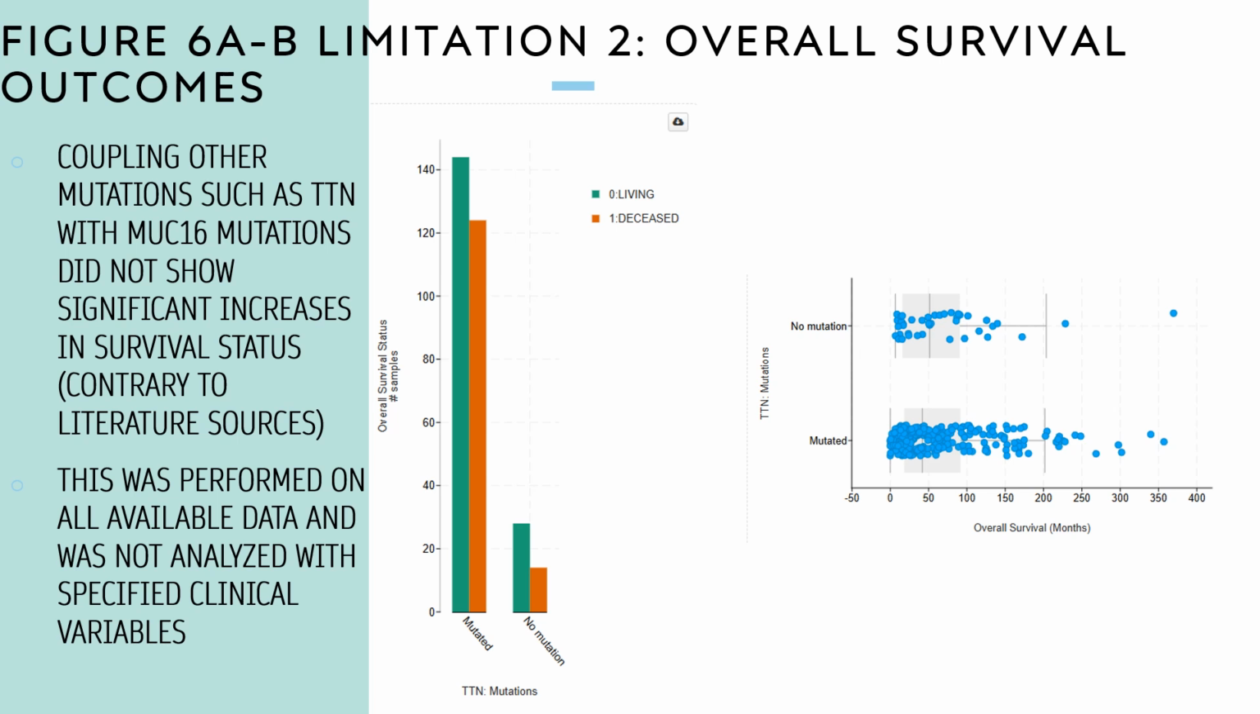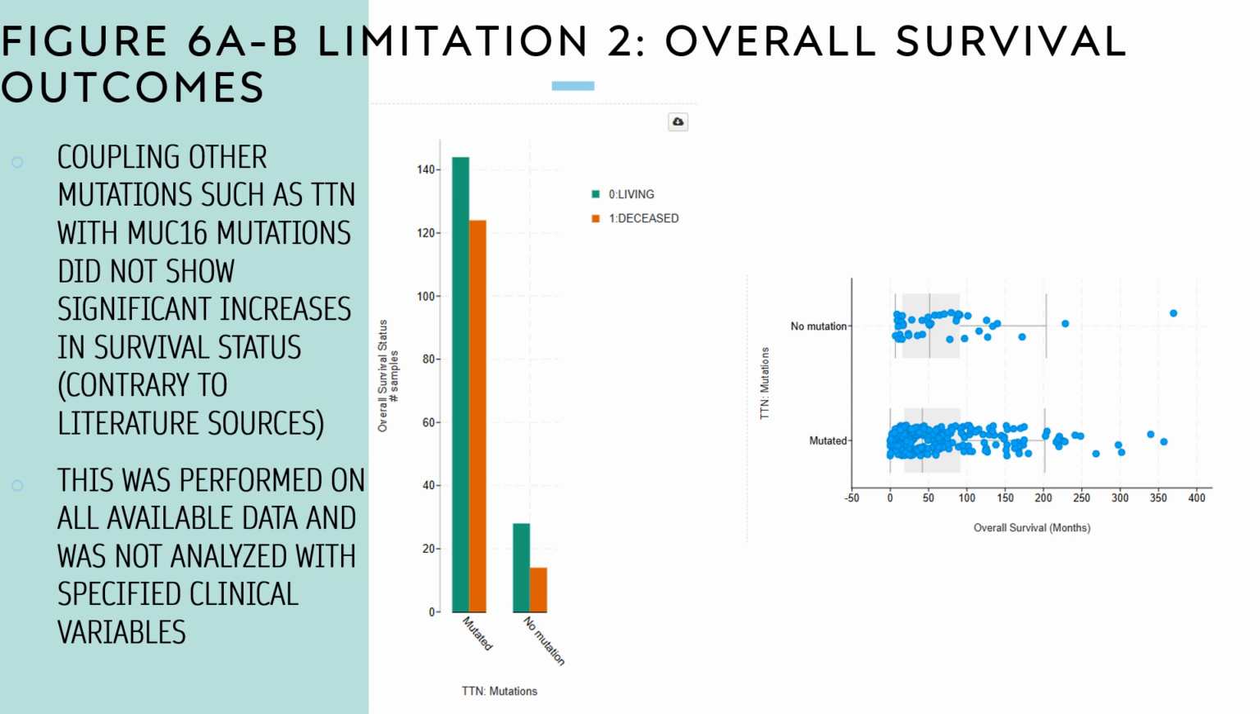Another limitation that I discovered was that I didn't witness the relationship between other mutated genes such as TTN and MUC16 further increasing the survival status in patients. Certain literature sources push this notion that coupling these mutations together further showed enhancement of the tumor mutational burden and should correlate to better patient prognosis.